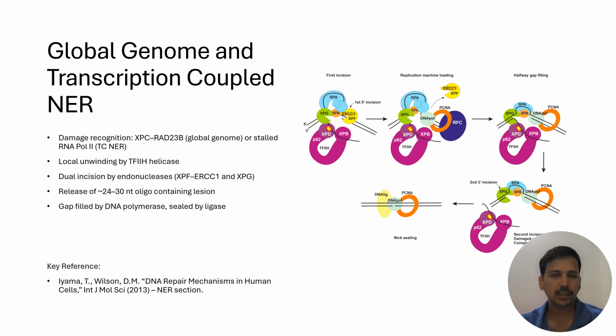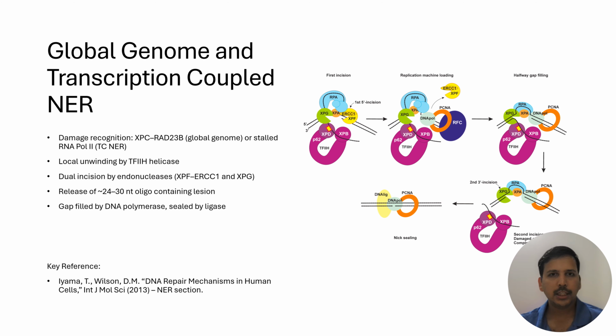Once the lesion is recognized, the transcription factor TFIIH, which has helicase subunits, locally unwinds the DNA around the damage. This allows endonucleases XPF, ERCC1, and XPG to make dual incisions on either side of the lesion, cutting out an oligonucleotide of roughly 24 to 30 nucleotides. This damaged piece is released, leaving a gap.